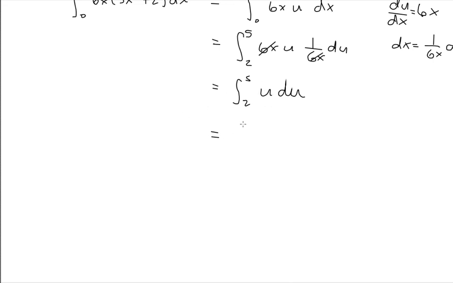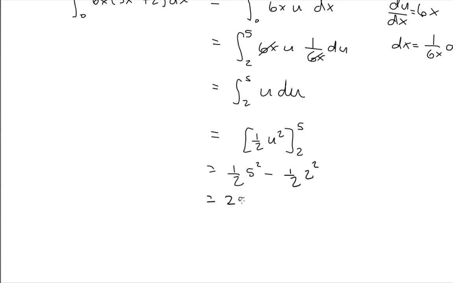The antiderivative of u is 1/2 u squared, and I'm going to evaluate that going from 2 to 5. And what this means is when I take 5, I plug it in wherever I see a u here, so I have 1/2 times 5 squared, minus what I would get when I plug in the lower boundary, when I plug in 2, which would be 1/2 times 2 squared.